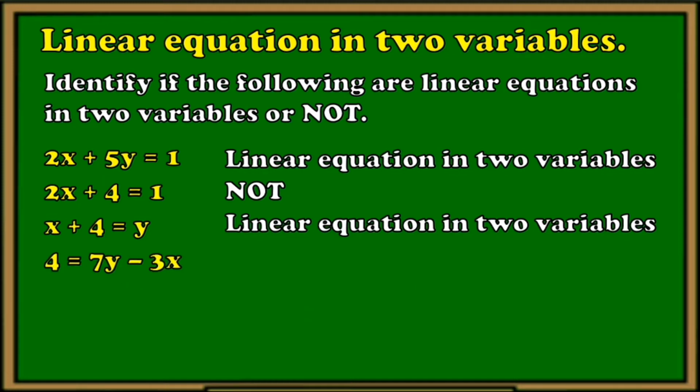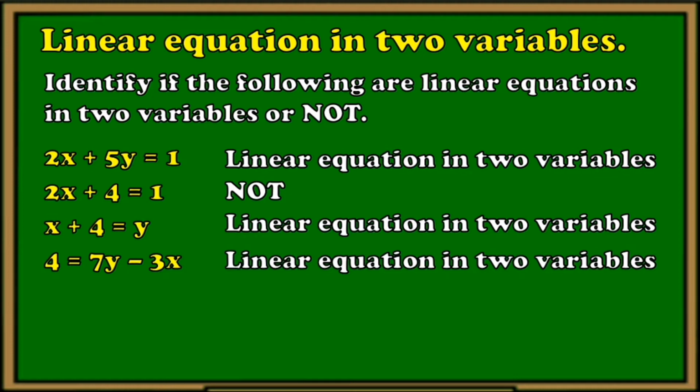Next example, 4 is equal to 7y minus 3x. This example has two variables, x and y, and a constant, and the exponent of the variables is 1, so meaning this is an example of a linear equation in two variables. Another example, y is equal to 7. Obviously, this is not a linear equation in two variables because we only have one variable, y.